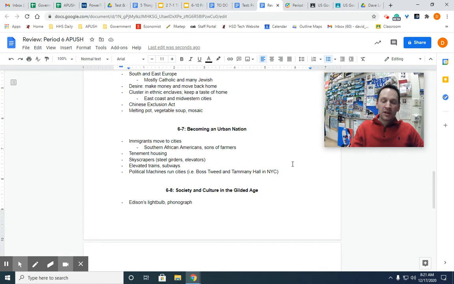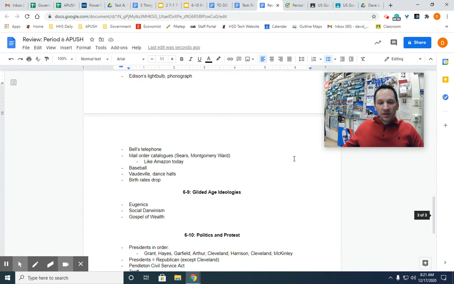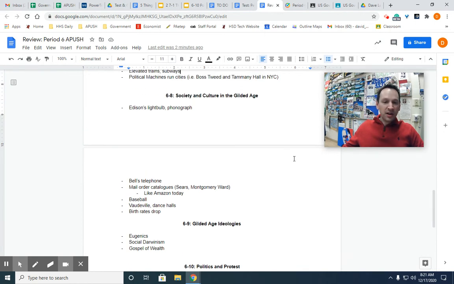You have better transportation. So these people who had money that used to live near their jobs downtown are now moving to what we call suburbs. They have things like elevated trains or L trains that are taking them from their house to their job. You have subways. The first subway in America is 1897 in Boston. By 1904, you've got the New York City subway system, trolley cars, streetcars, things like that. So better transportation within the cities. A lot of these cities are run by corrupt governments, run by political machines, the most famous being Boss Tweed and Tammany Hall.